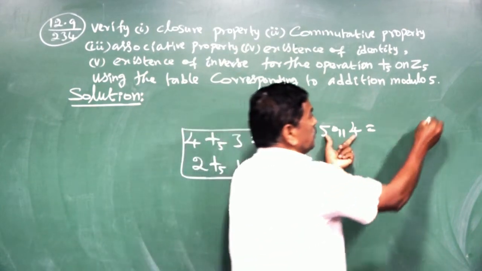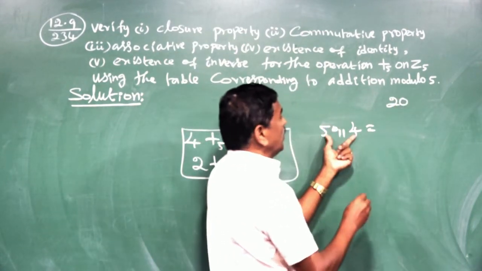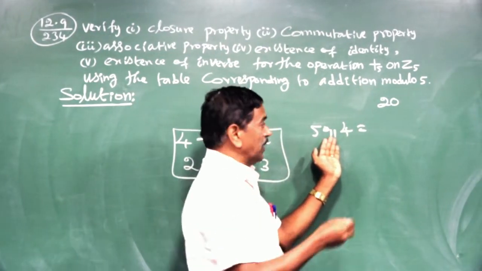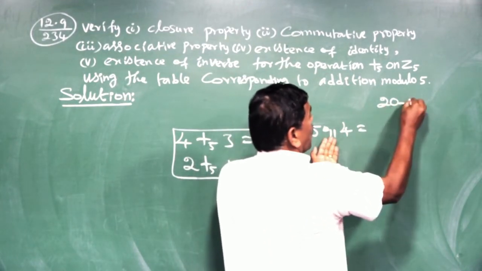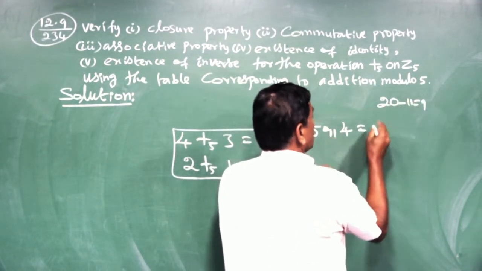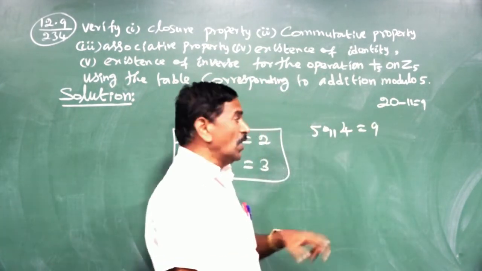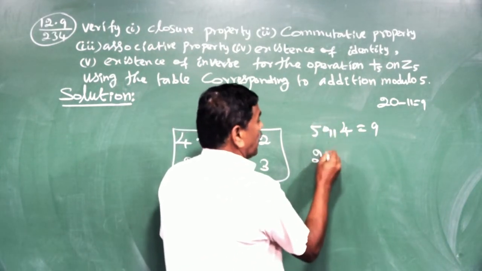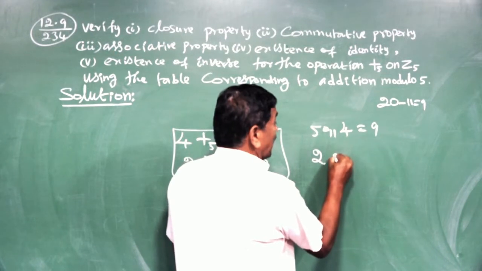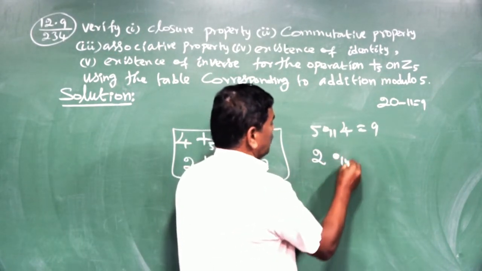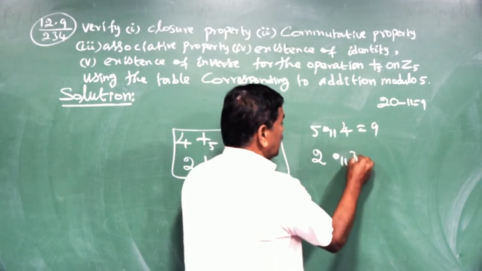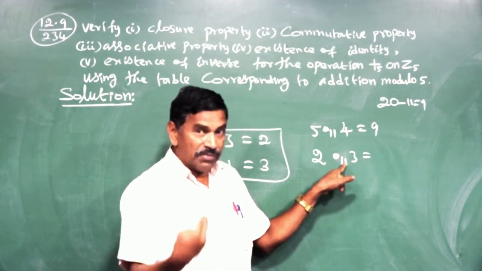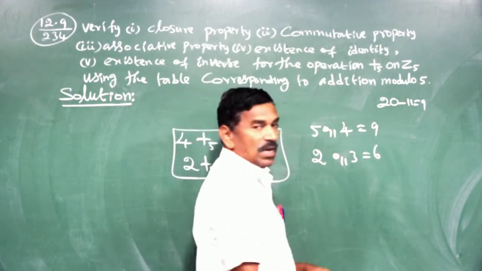Here 5 4s are 20, and 20 is more than 11, so I subtract 11 and the multiples of 11. Here 20 minus 11 is equal to 9. So 9 will be the answer. Sometimes your answer is less than 11, then it is itself the answer. For example, 2 multiplication modulo 11, 3. Now 2 3s are 6, where 6 is less than 11, so itself the answer.